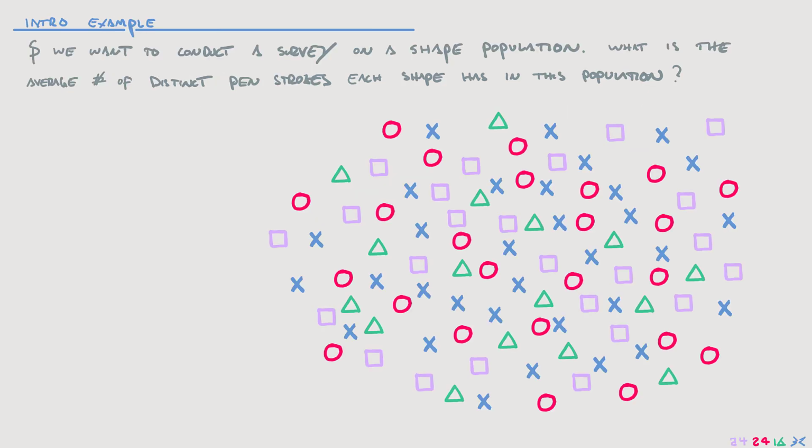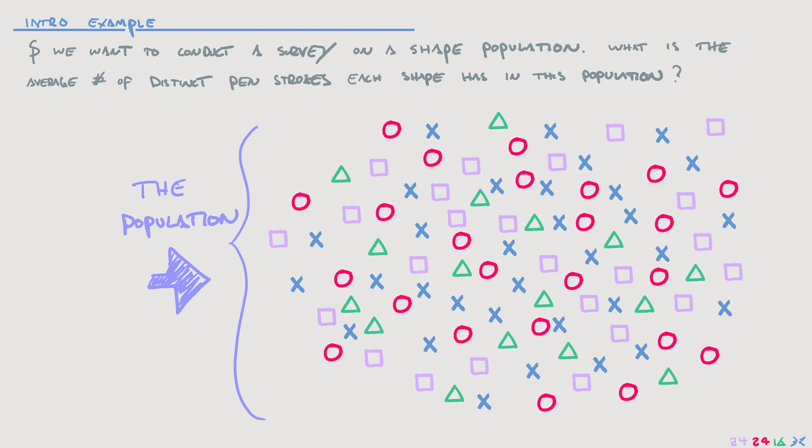So let's say that we want to conduct a survey on a population of shapes. What I want to know is what's the average number of distinct pen strokes each shape has in this population. So the circle can be 1 pen stroke, the cross can be 2 pen strokes, the triangle can be 3 pen strokes, and the square is 4 distinct pen strokes.